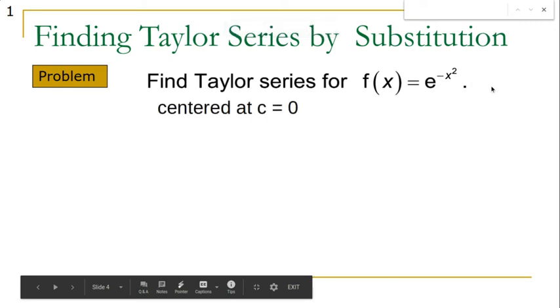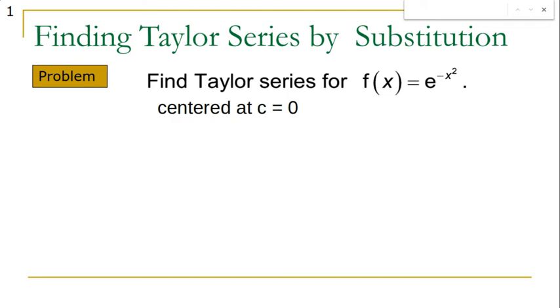All right, so the first example that we're going to do for finding a Taylor series is using substitution. We're going to find the Taylor series for f of x equals e to the negative x squared, centered at c equals 0. Sometimes we use c, sometimes we use a, but we are centered at 0. So technically this is actually a Maclaurin series, but sometimes they will say Taylor series centered at 0.